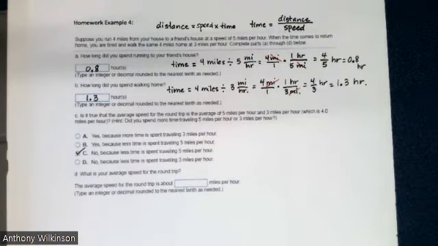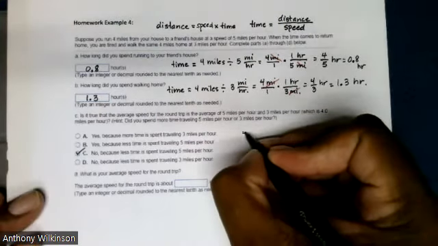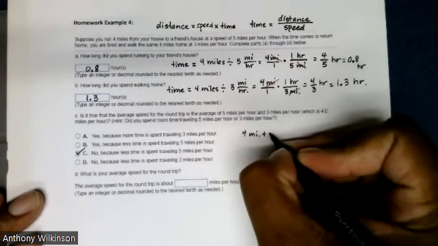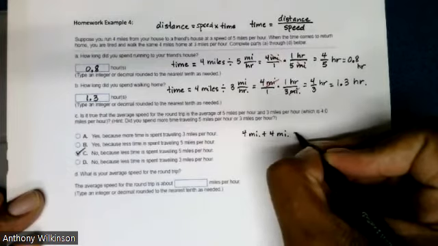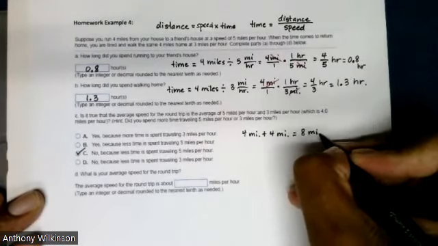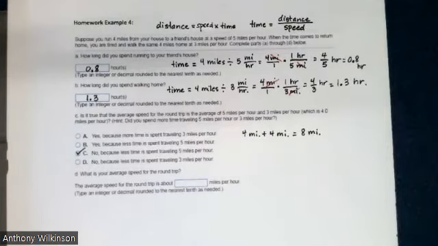And here's part D. What is your average speed for the round trip? Well, here's how we compute that. This person ran 4 miles, and then when he went home, he walked 4 miles. That's the round trip. Because a round trip is leaving from your home to your friend's house and then leaving from your friend's house to come back home. So in this case, 4 miles plus another 4 miles. That's a total of 8 miles that this person has traveled, round trip.